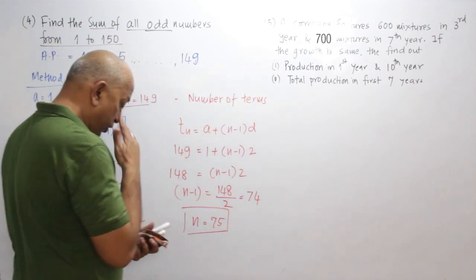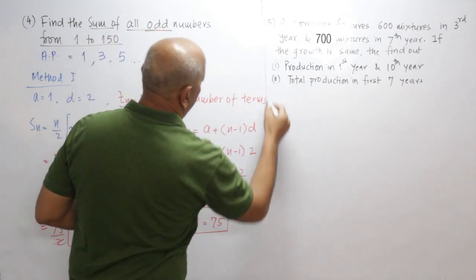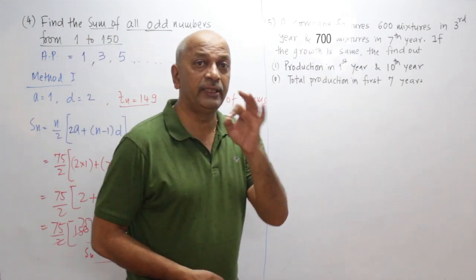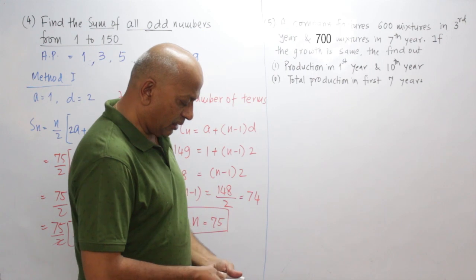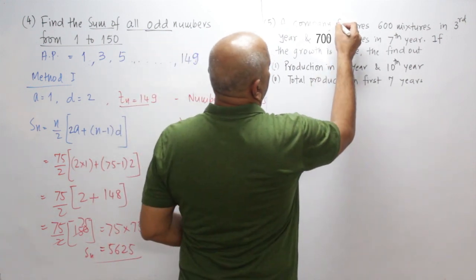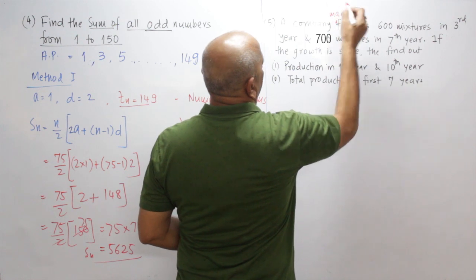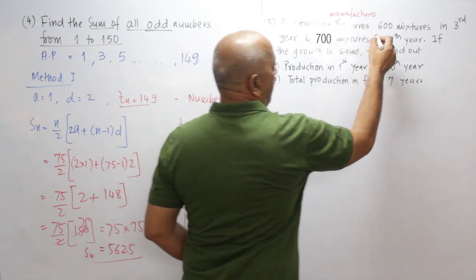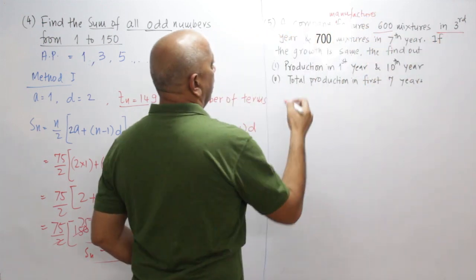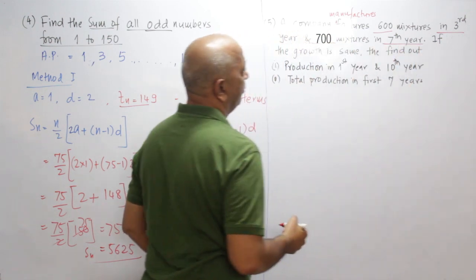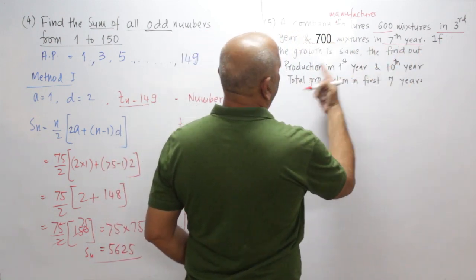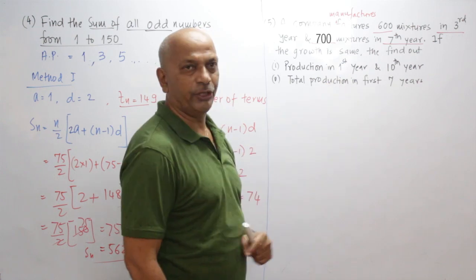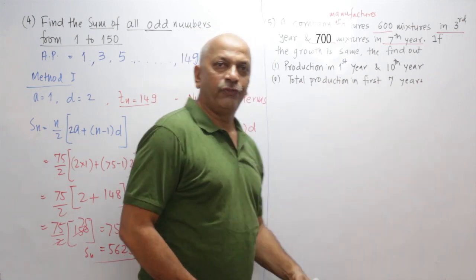Now go to the second question here. It's a very important question. The most important thing is to understand the question. So let us read this. A company manufactures 600 mixers in the third year and 700 mixers in the seventh year. And we have to find out how many mixers it manufactured in the 10th year and the first year. And what is the total production in the first 7 years.